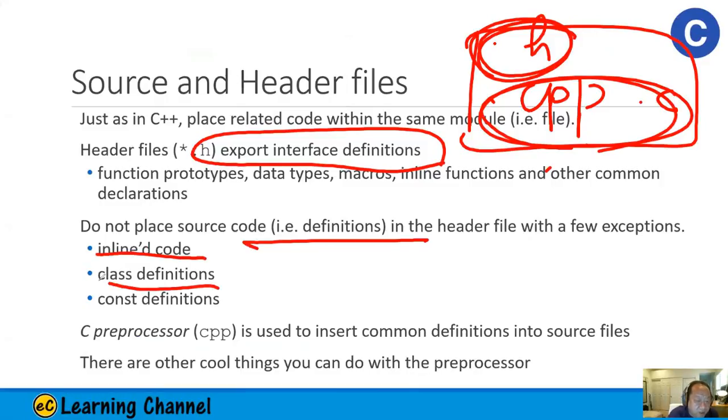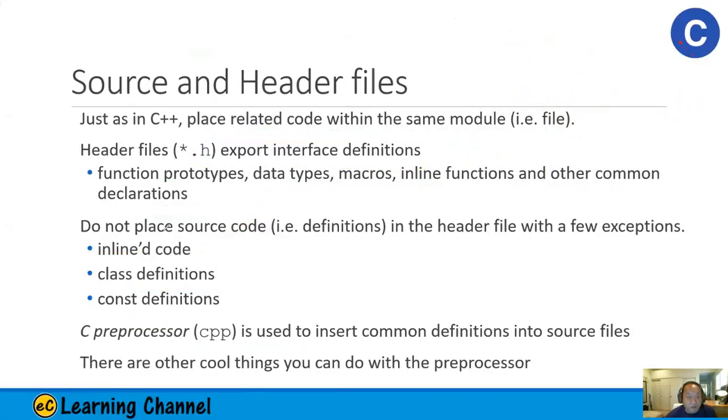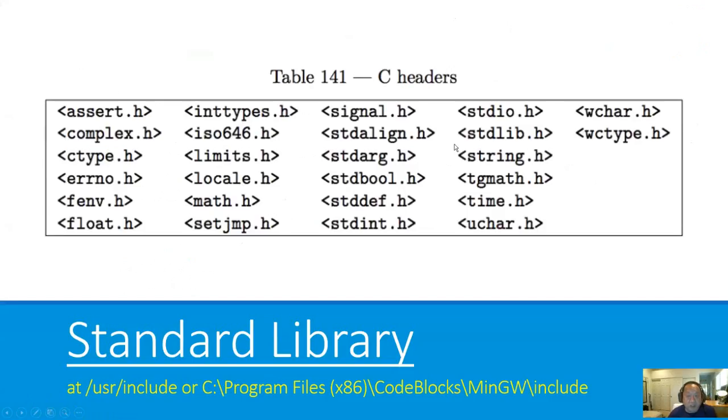Inline code, class definitions, and constants are put in C++. Sometimes inline code you can also move here. This one usually holds prototypes, data types, macros, inline functions, and common declarations. That's the breakdown between your two different files. The C preprocessor is used to insert common definitions into source files. We know that, but the functions of the .h and the .c or .cpp are different.